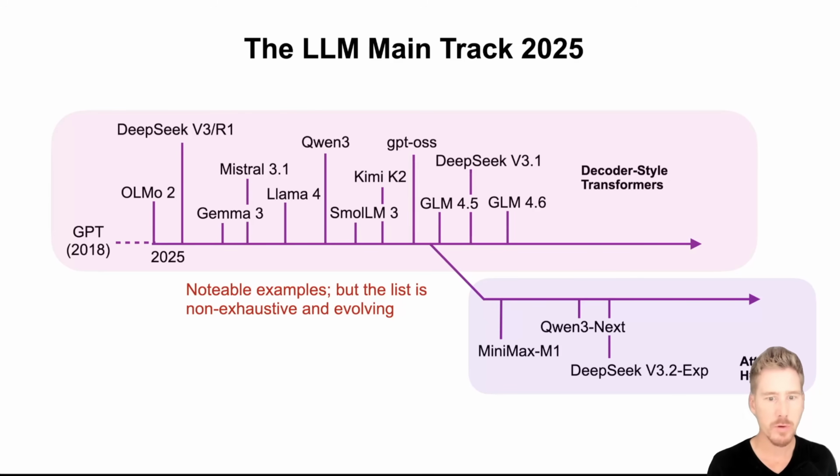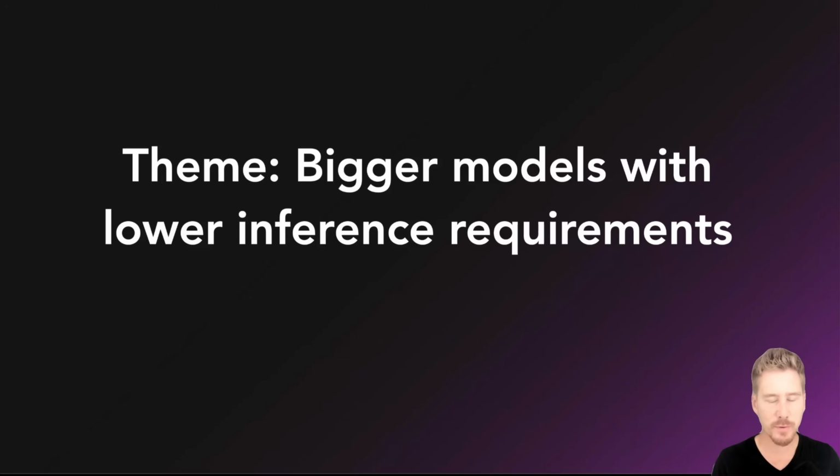So I will start with the LLM main track in 2025. With main track, I mean the transformer-based, state-of-the-art open weight models that are most widely used right now. So for example, from DeepSeek version 3 to GLM 4.6. And then in the lower right corner, also some recent flavors of these models, for example, Qwen 3 Next and DeepSeek version 3.2, which have a few tweaks I want to briefly talk about later. But for now, let's just focus on the main track.